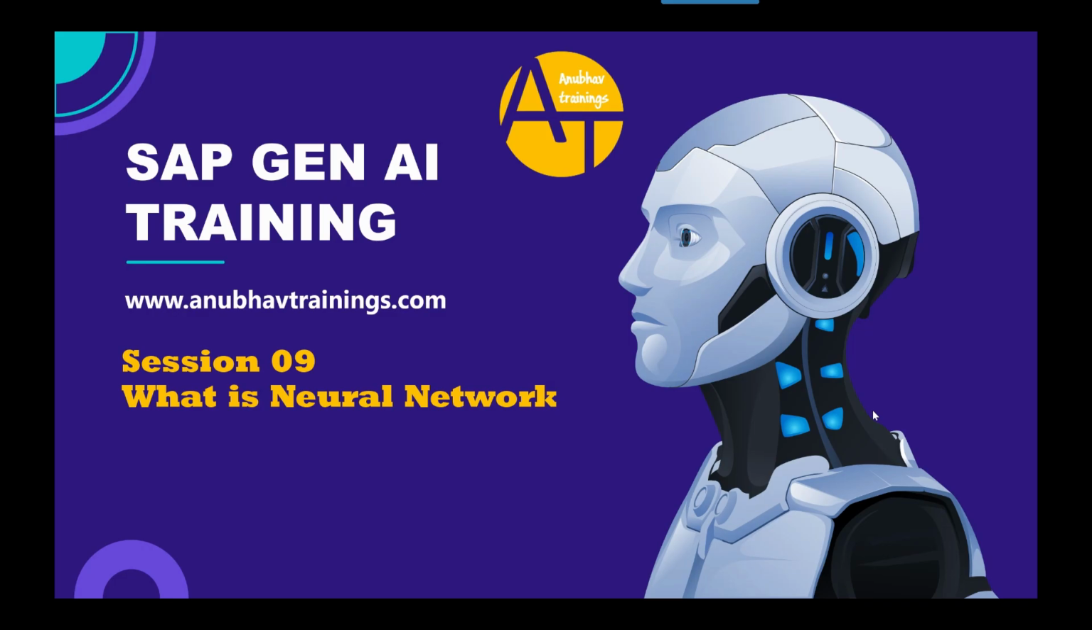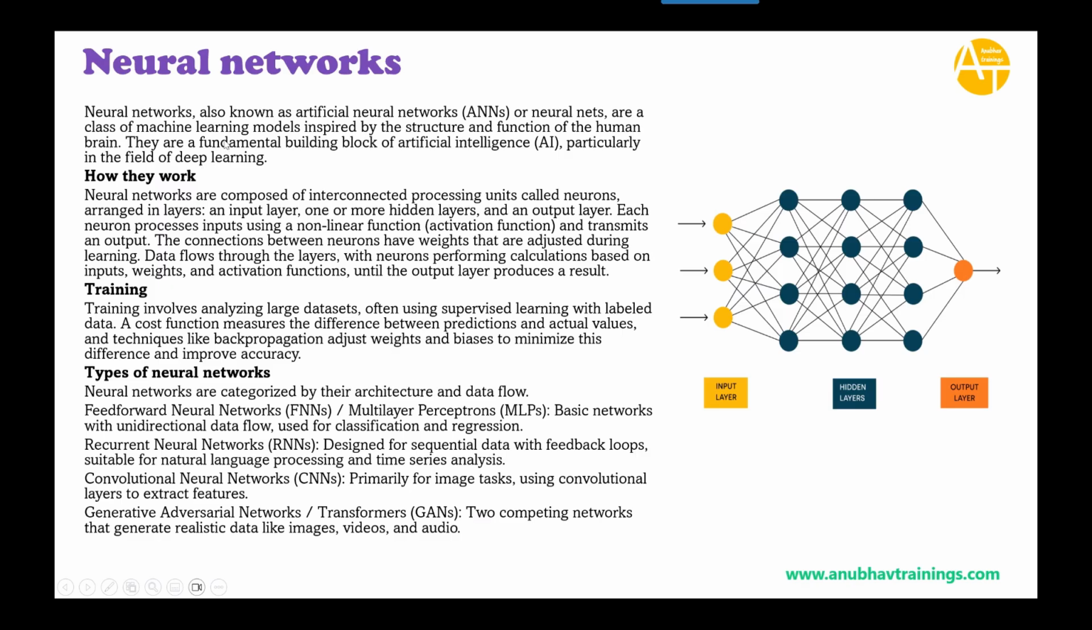So let's understand what a neural network is with a real-time example of how a neural network is able to do image detection. So let's get started. A neural network, also known as artificial neural network, ANN, or a neural net, is a class of machine learning model inspired by the structure and function of a human brain.